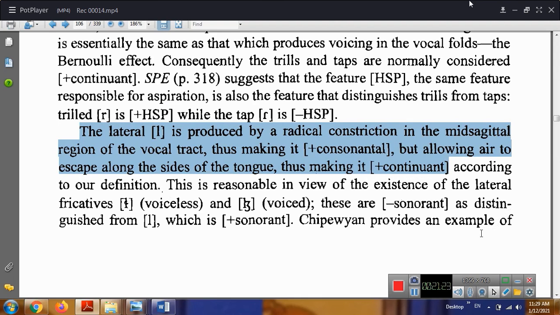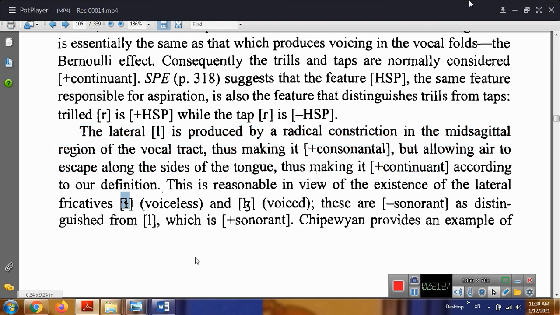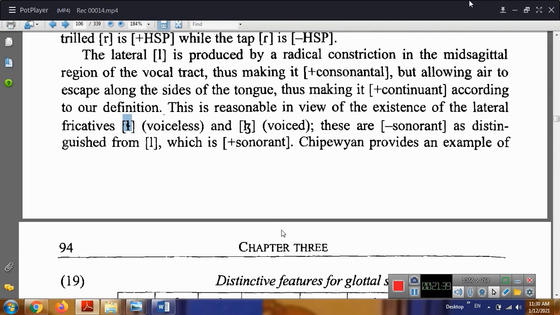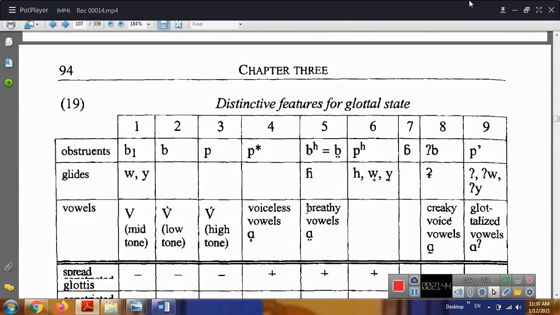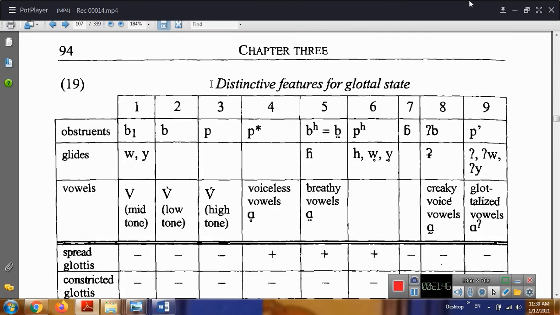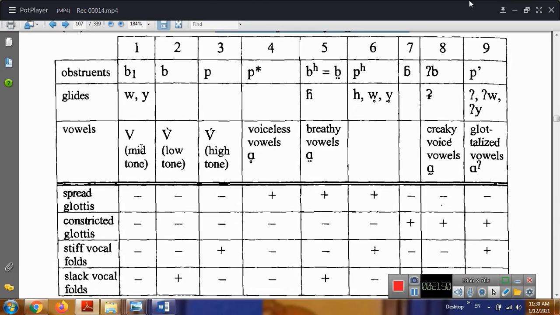This is reasonable in view of the existence of the lateral fricative, which is the dark l. These are minus sonorant, as distinguished from l, which is plus sonorant. Okay, here you can see the distinctive feature of glottal state.